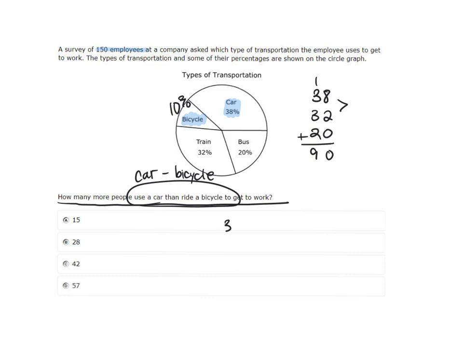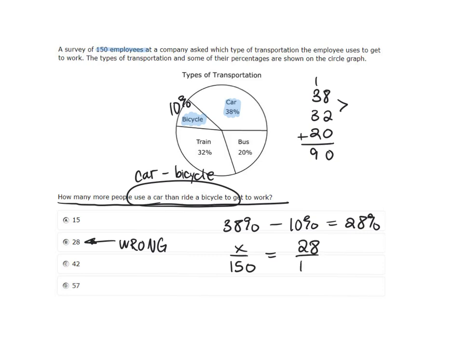So let's subtract this. 38% is our car. We're going to subtract our bicycle, which is 10%. And that would be 28%. So that's our difference. And notice that is an answer choice, 28. But this is wrong, because 28% is the difference between cars and bicycles. It's not the number of people. To find the number of people that represents that difference between car and bicycle, we need to use a percent proportion. So let's see. We have x out of 150, that's our part over our whole, equals 28 over 100. That is what we need.